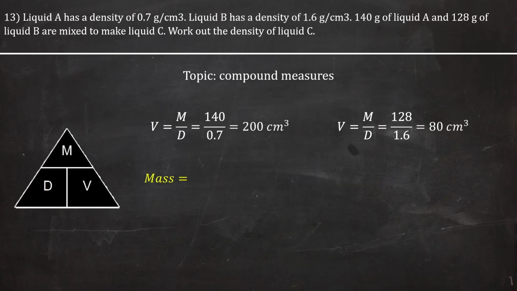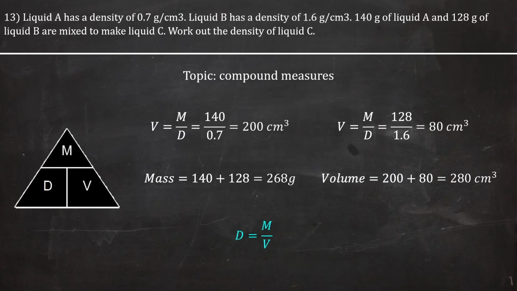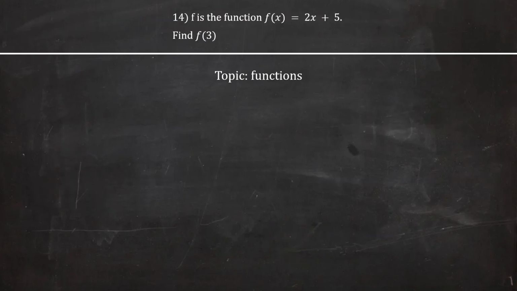So the mass is going to be 140 grams from liquid A, 128 grams from liquid B, so you get 268 grams. The volume, it gets 200 centimeters cubed from A, 80 from B, so the volume is 280 centimeters cubed. You have mass and volume of C, now you can find the density. So density is mass over volume, so 268 over 280, which will give me 0.957 grams per centimeter cubed. Done.